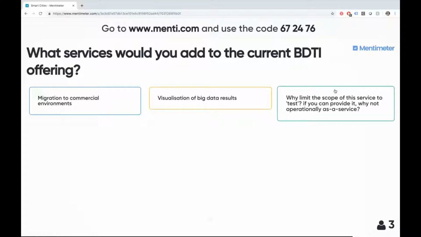Why limit the scope of the service test? If you can provide it, why not operationally as a service? Because this is provided free of charge. The whole idea is to promote big data analytics. What we have found due to the initial research is that a lot of administrations are struggling with their use cases because they don't have the pilot platform to test them out before deploying it, before making the actual investments on their own premises. And based on the results of your pilot project on the infrastructure, you will be able to make a decision whether it's worth or not investing in the solutions on your own premises.